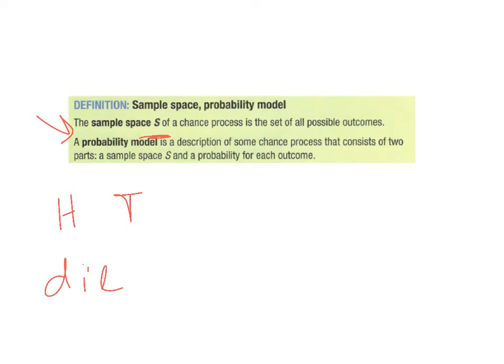The probability model will describe your chance process, and it's going to consist of the sample space as well as the probability for each outcome. For example, if we were flipping the coin, the probability for heads is 1/2 or 50%, and the probability for tails is 1/2 or 50%. So our model is going to consist of both the sample space as well as the probability for each outcome. So let's look at an example.